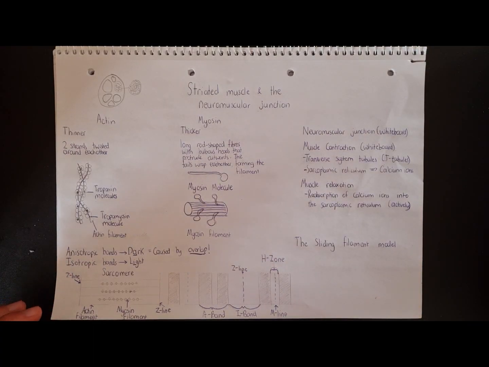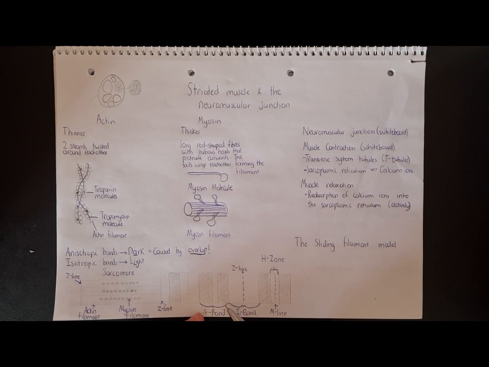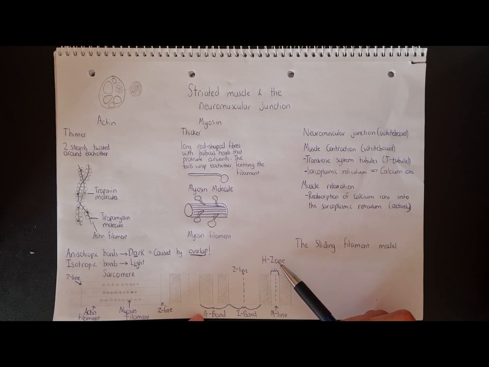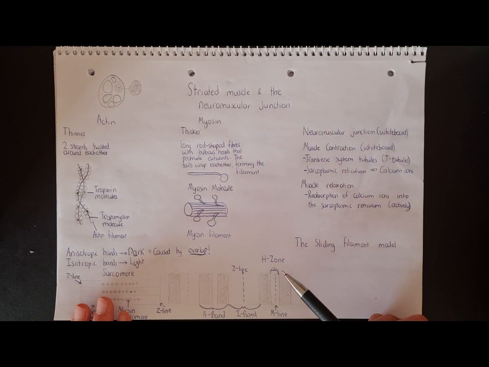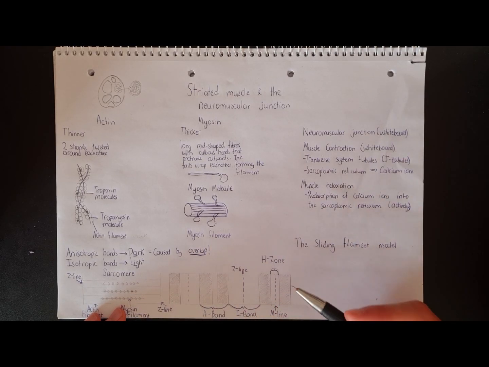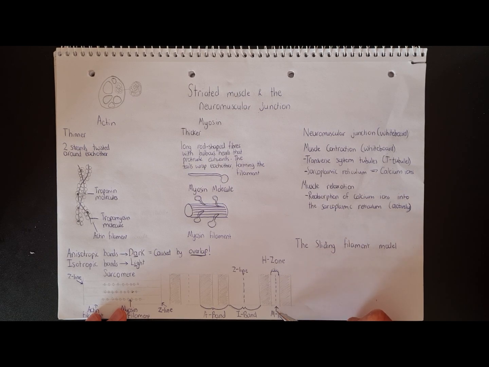I really just want to reiterate. So in the A band, so in the anisotropic bands, in the middle where there is that lighter region, it is called the H zone. So this is where there is just going to be myosin filaments. There is no actin to overlap it. And in the middle of the H zone is the M line.